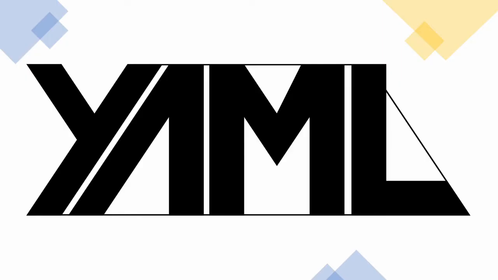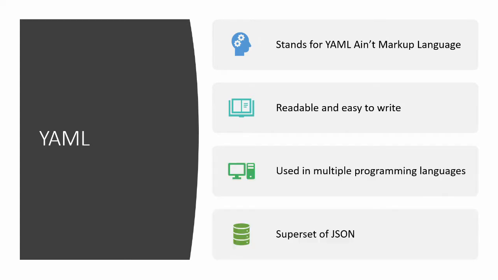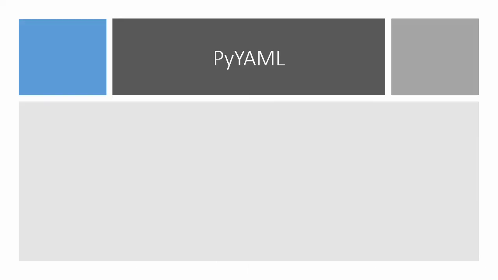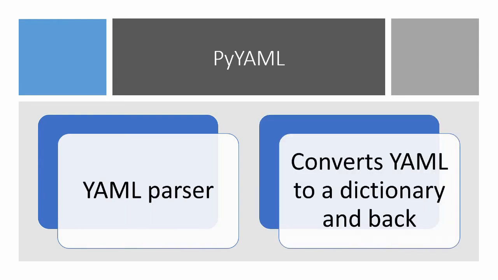So to use PyYAML we need to understand a bit of YAML, and YAML stands for YAML Ain't Markup Language, so it's a recursive acronym. It's readable and easy to write, it's used in multiple programming languages, and it is a superset of JSON, so anything you can represent in JSON you can represent in YAML. And then what's PyYAML? Well, PyYAML is a YAML parser, and that means that it converts YAML to a dictionary and back.